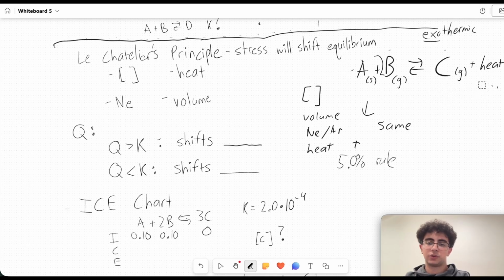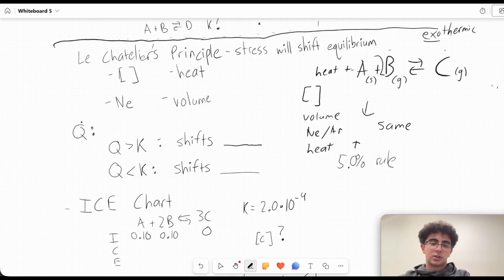And the other way, if it was endothermic, that means heat is entering. That means heat would be on this side as a reactant. And if you increase the heat, it's going to shift to the right. And if you decrease the heat, it's going to shift to the left. So all Le Chatelier's principle says is, if you add stress to a system in equilibrium, it's going to shift the other way to mediate that stress.